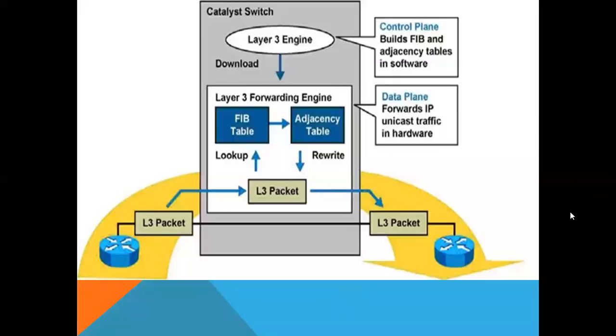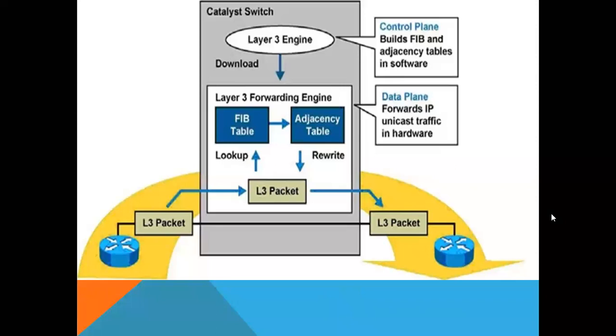When a packet arrives on a router, it will do the lookup in the forwarding information base, and based on that, it will find the exit interface in the adjacency table and simply forward the packet, using wire speed, the hardware speed, as the forwarding information base and the adjacency table are on the hardware, on the ASIC chip.